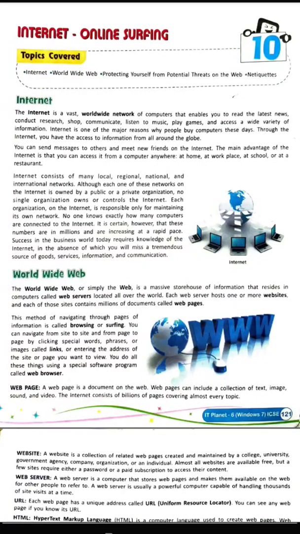Then we have that the internet is a network of networks. It means the internet consists of some local, some regional, national and international networks. So the combination of all these networks makes the internet the largest network in the world.